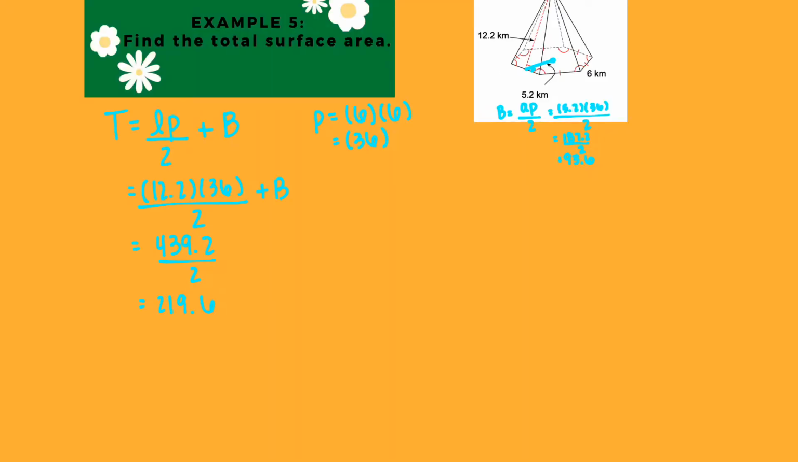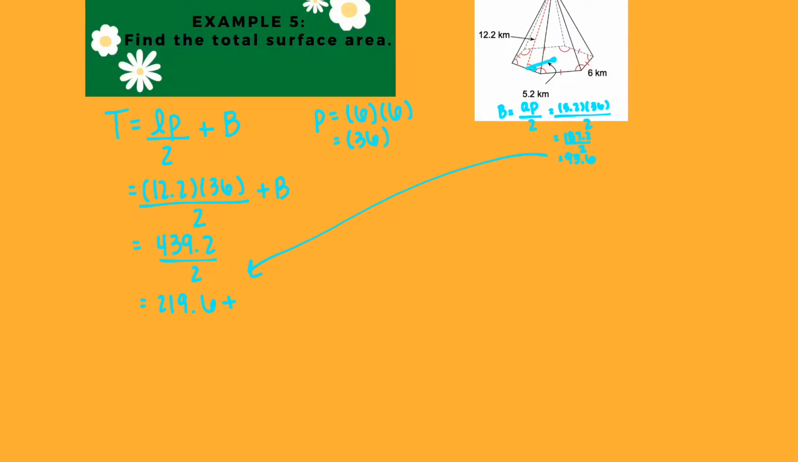So I'm going to come back over to my total surface area formula, 219.6 plus the area of the base, which was 93.6. That's your last step. You just need to plug it into your calculator now and get your final answer. Your final answer for your total surface area should be 313.2. And this is kilometers squared.